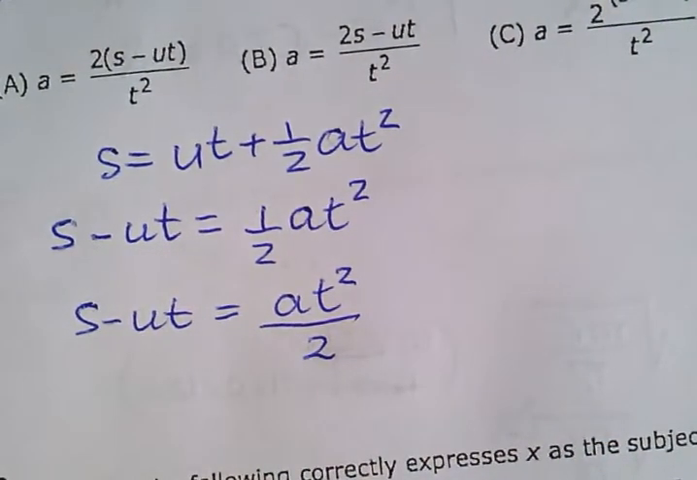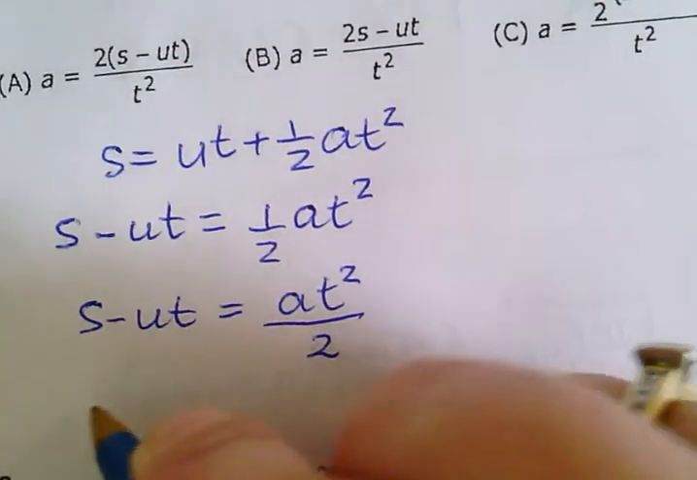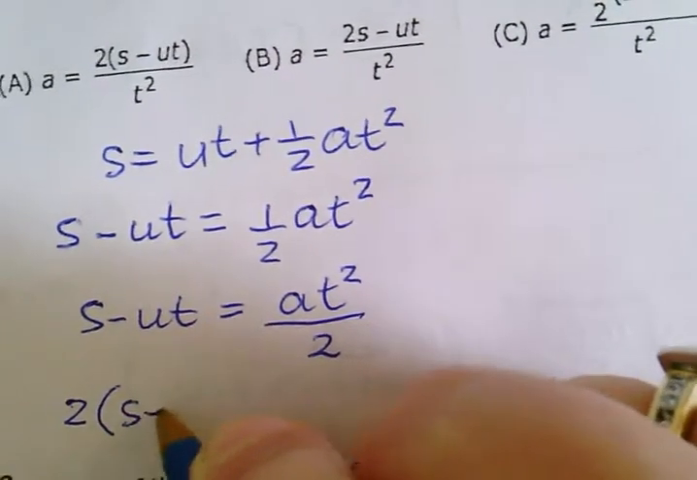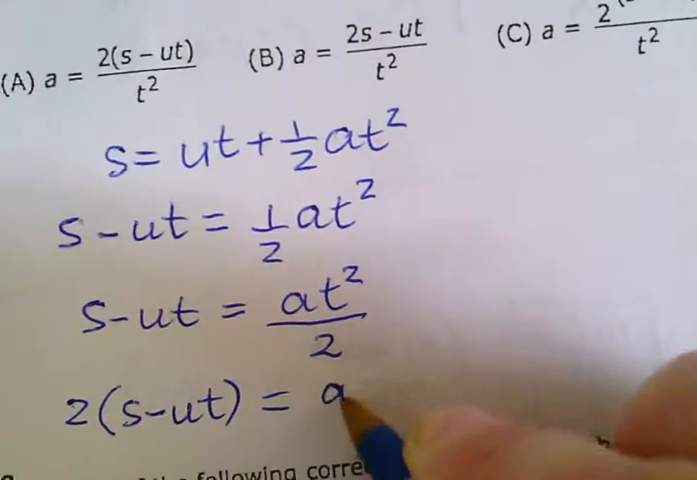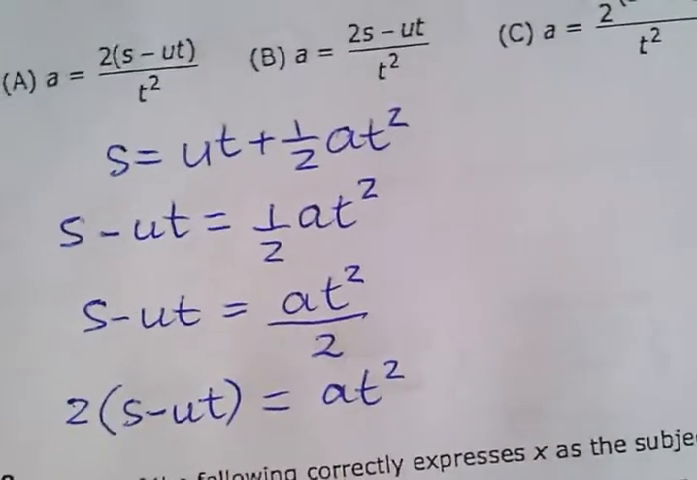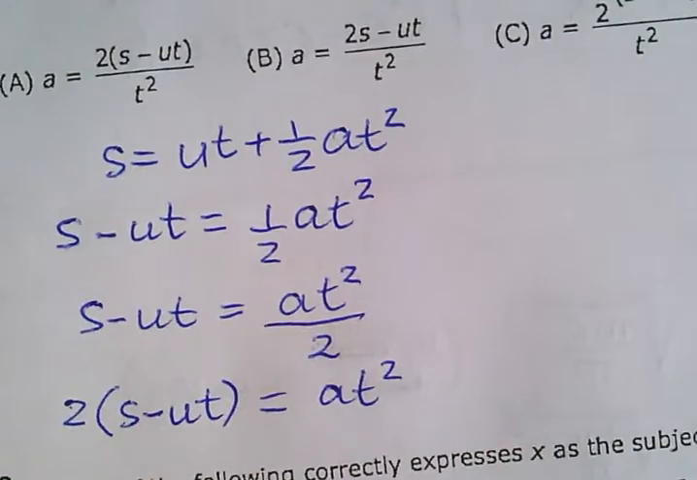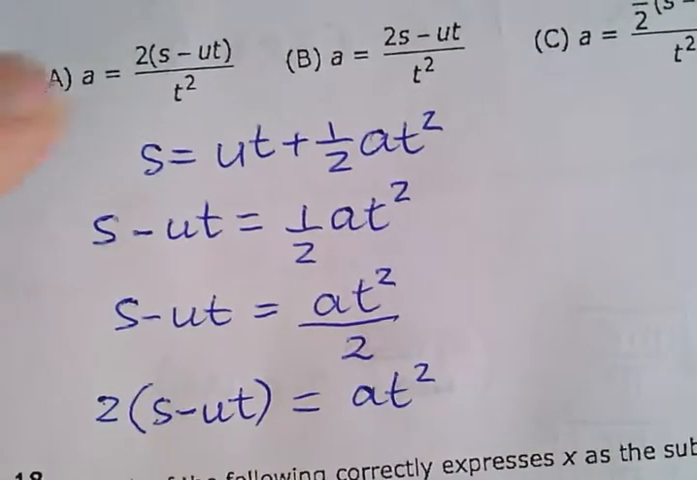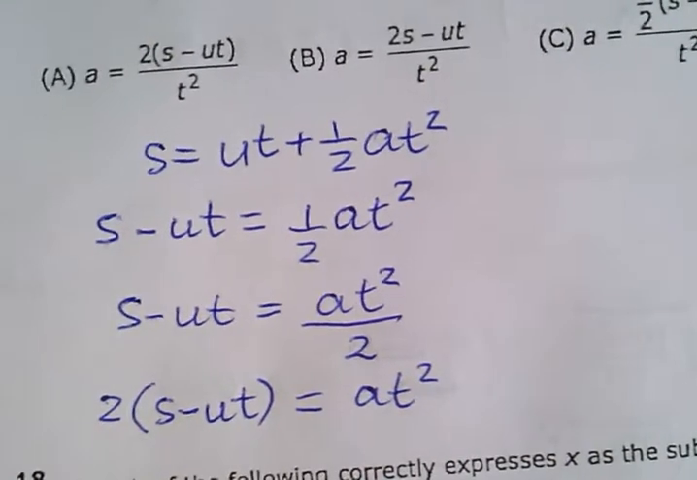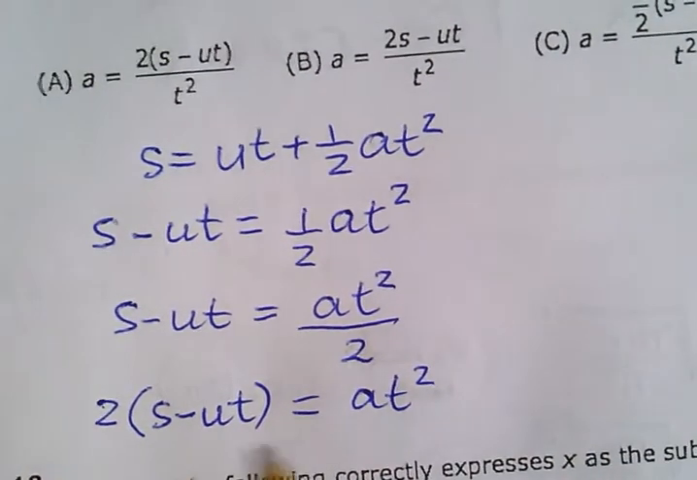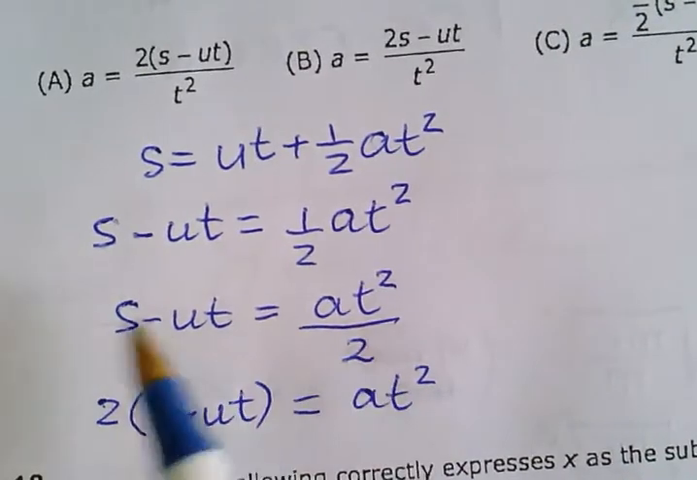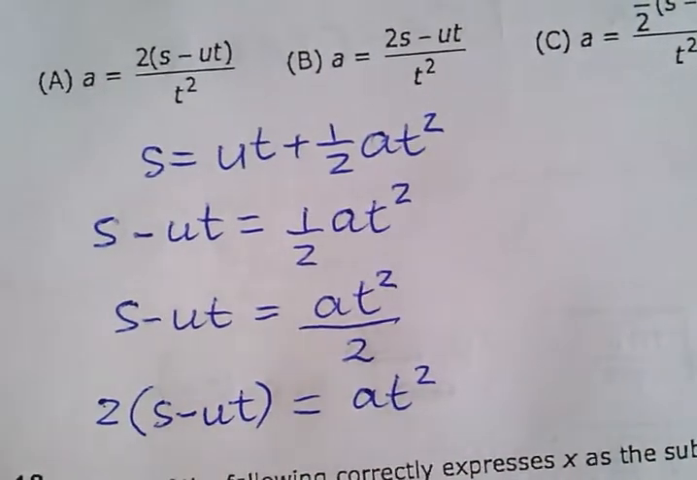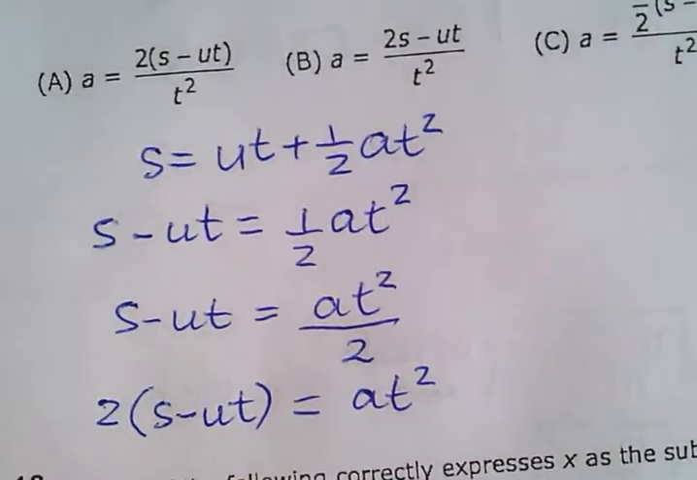Now, let's move this 2. The inverse operation of dividing by 2 is, ladies? Multiplying by 2, but it's 2 bracket S minus ut equals at squared. Before you go and expand, have a quick look at your answers and notice the answer for A has not been expanded. I'm not going to expand this. I'm just going to leave it like this. So inverse operation of divide by 2 is timesing by 2. I'm not going to expand and write 2s minus 2ut.